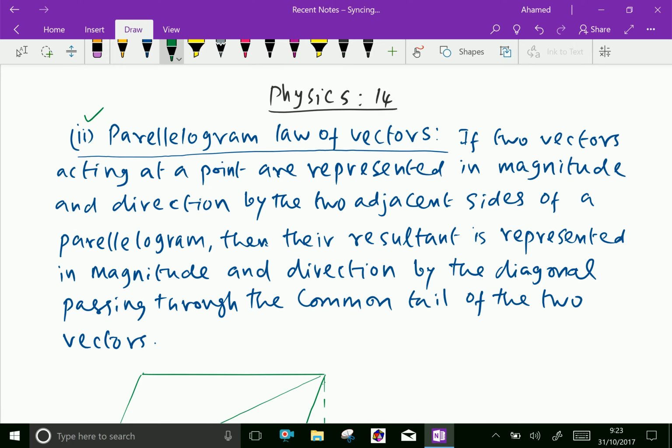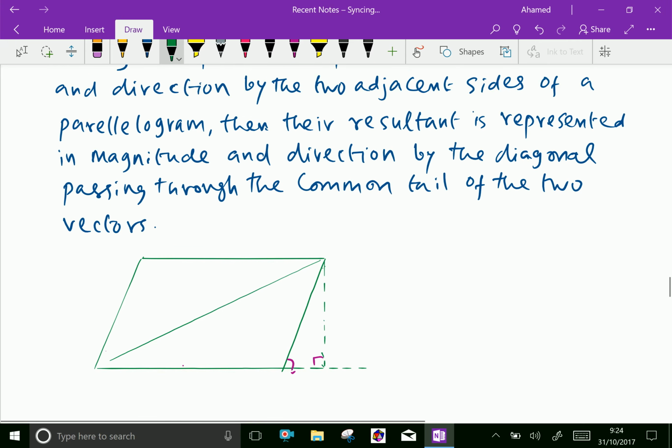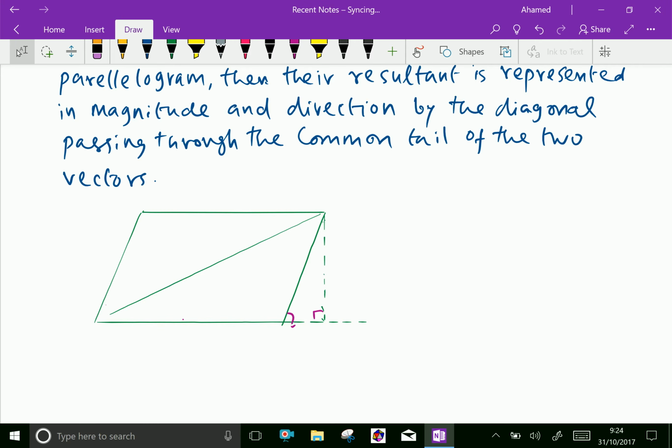In physics, let us discuss the parallelogram law of vectors. If two vectors acting at a point are represented in magnitude and direction by the two adjacent sides of a parallelogram, then their resultant is represented in magnitude and direction by the diagonal passing through the common tail of the two vectors. Consider the figure.